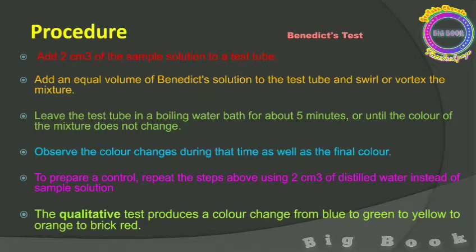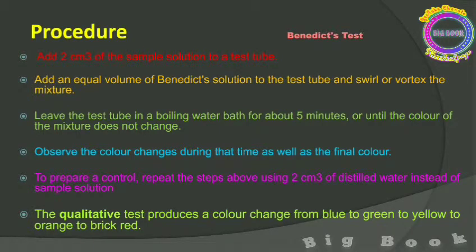So here the color changes, as we have discussed, are blue, green, yellow, orange and brick red. If the sample has a high sugar quantity, it is not going to show the red precipitate immediately. But as the reducing sugar reacts with the reagent, that quantity of precipitate is going to form and show the color. So observe the color changes.